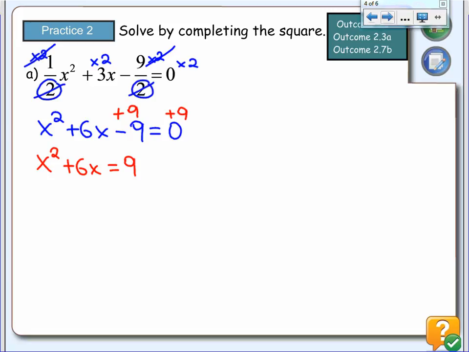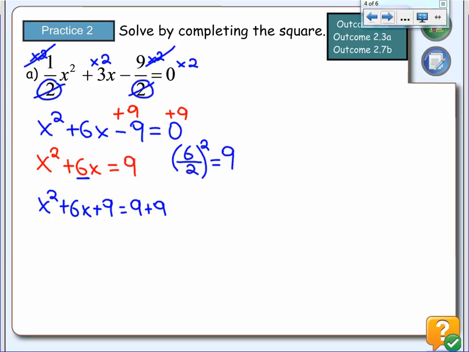Step 3 was take your b value. My b value is 6. Divide it by 2, and then square it and add that to both sides. So we're going to add 9 to both sides. So I took that little weird formula, b divided by 2 squared, and added it to both sides.